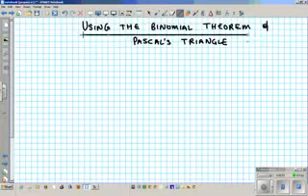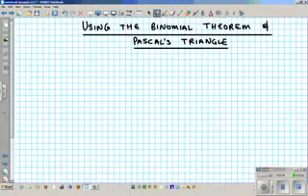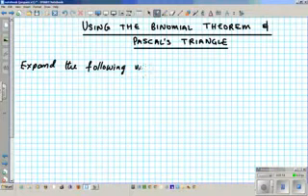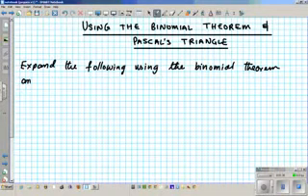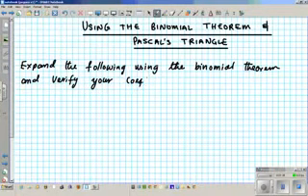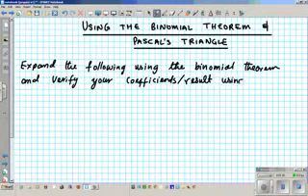So let's go ahead and take a look at some examples. Number one says, let's write down the instructions first. Expand the following using the binomial theorem, and verify your coefficients or result, wherever applicable, using Pascal's triangle.